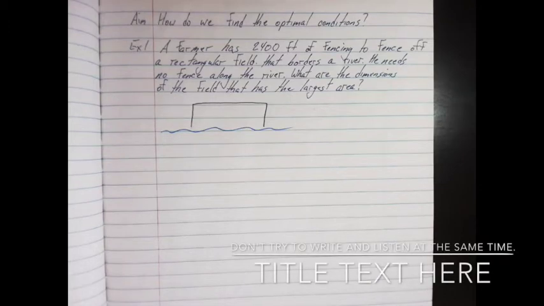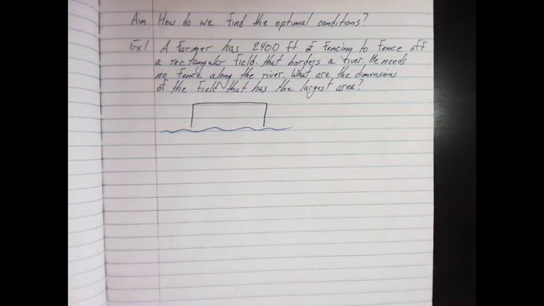A farmer has 2,400 feet of fencing to fence off a rectangular field that borders a river. He needs no fence along the river. Apparently something can't escape that way. What are the dimensions of the field that has the largest area? Now, you could try to do a lot of guess and check here. It's not going to be very helpful. And in fact, we have calculus, so we can avoid doing that.